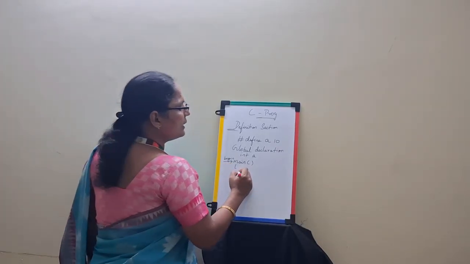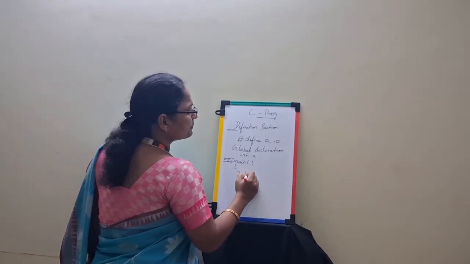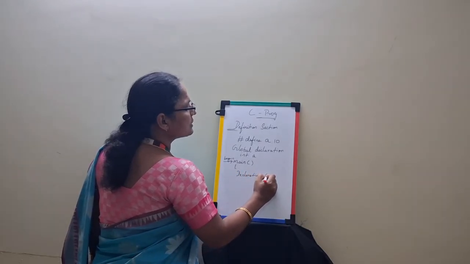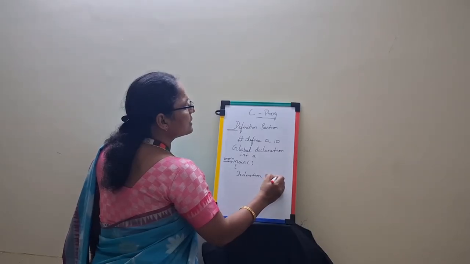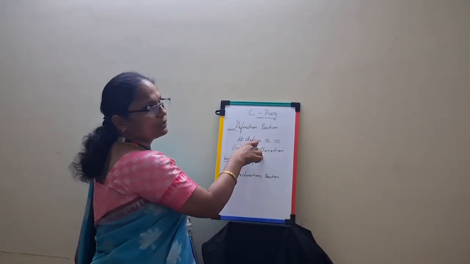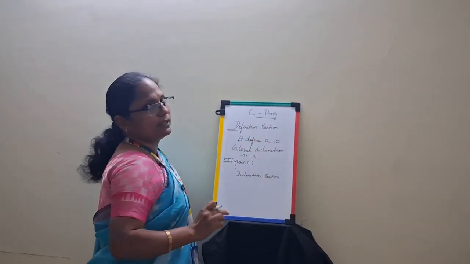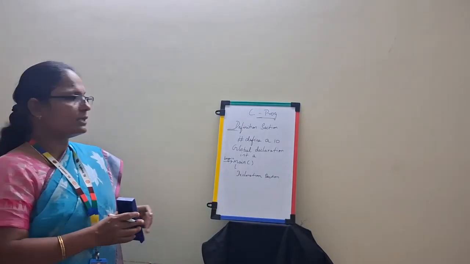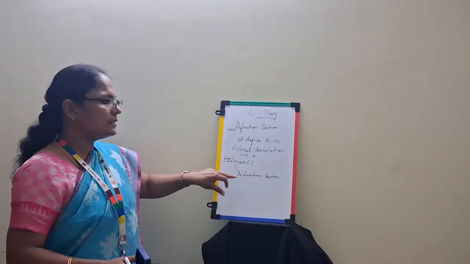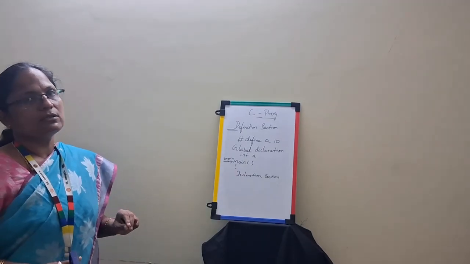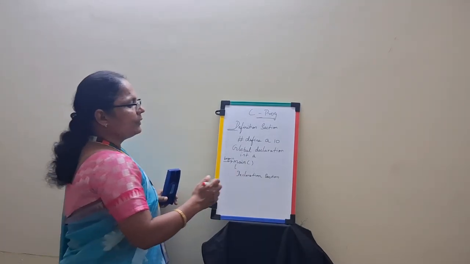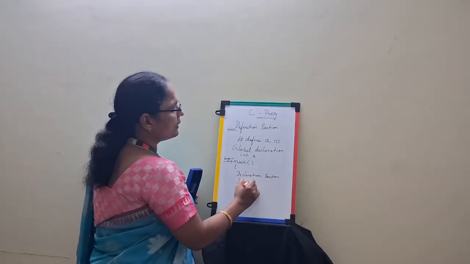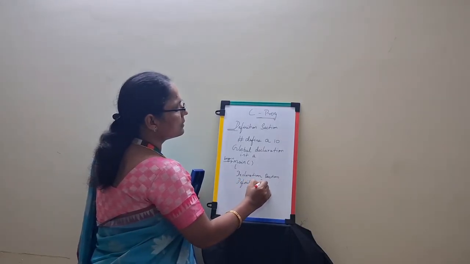Then we have the declaration section. Already we had a declaration section. That declaration section we can have outside also, and that's what we call global declaration. This is local declaration. Why do we call it local declaration? Because it's inside the main. Then we have the definition section.